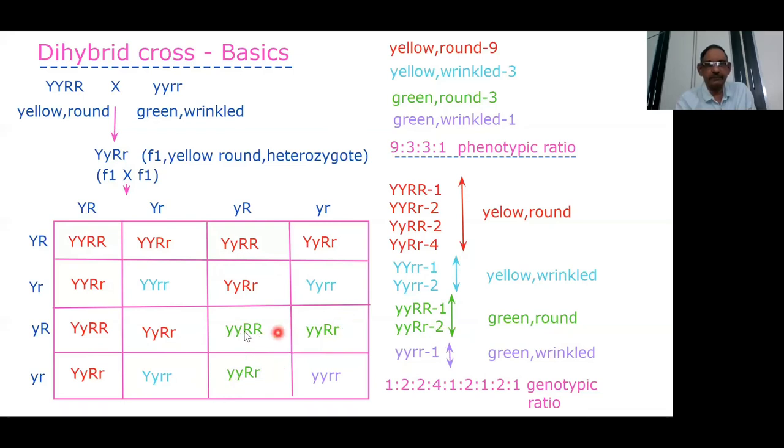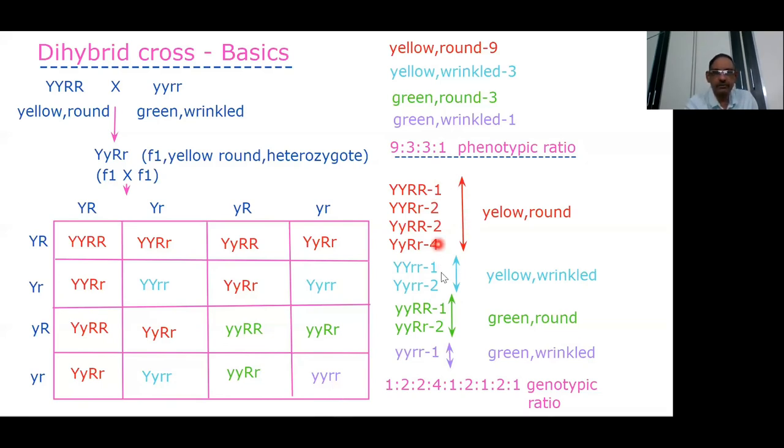Now these green round genotypes are the second Mendelian recombinant. The phenotype is green round. The first trait is recessive, the second trait is dominant. Of this, one is double homozygous, small y, capital R, capital R, and two are small y, capital R, small r. So 1:2. Yellow wrinkled in 1:2 ratio, green round in 1:2 ratio, so Mendelian recombinants are obtained in 1:2:1:2 ratio. And the last one, double recessive, green wrinkled, small y, small r, is 1/16. Only one out of 16 progeny is double recessive.